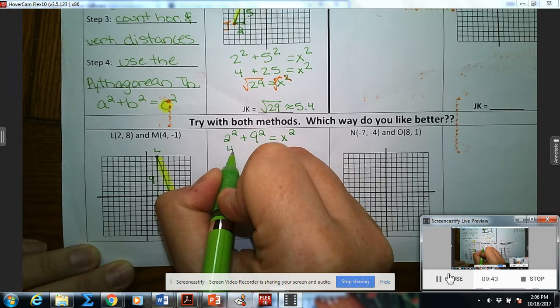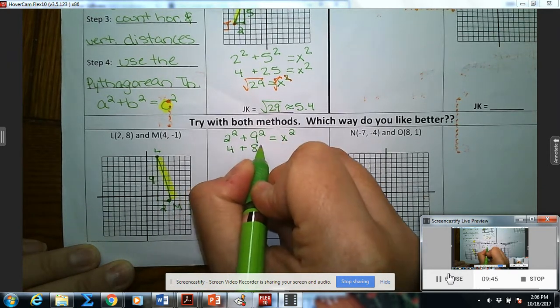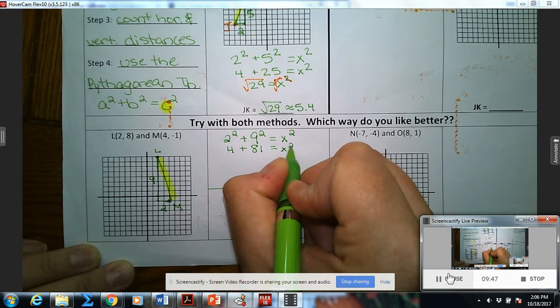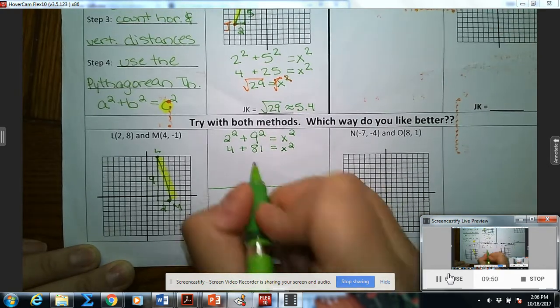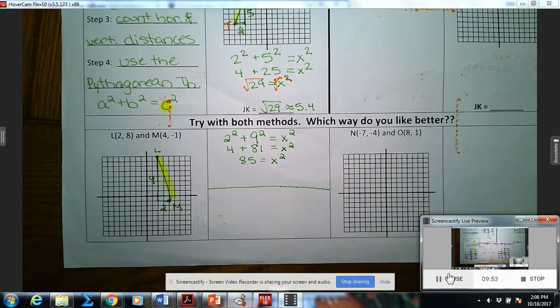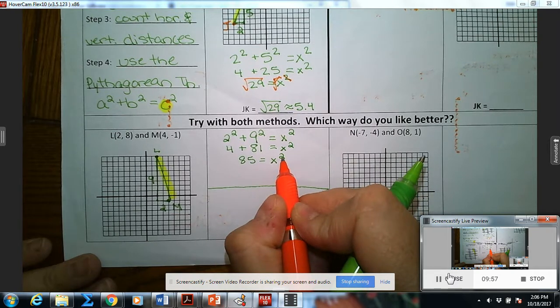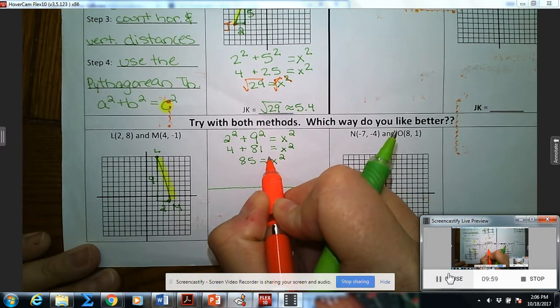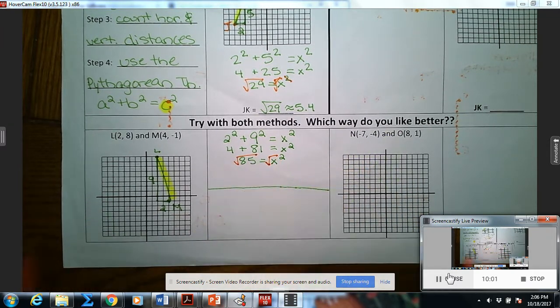2 squared is 4. 9 squared is 81. 4 plus 81 is 85. And now I need to solve for x by removing the square on the x. The inverse of a square is a square root. So I need the square root of 85.